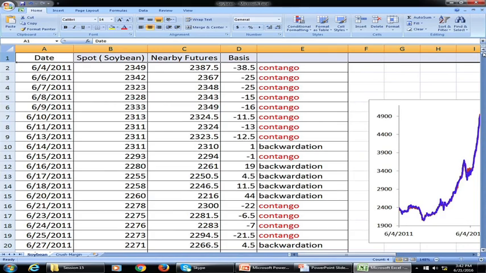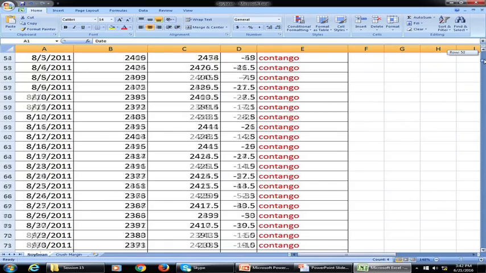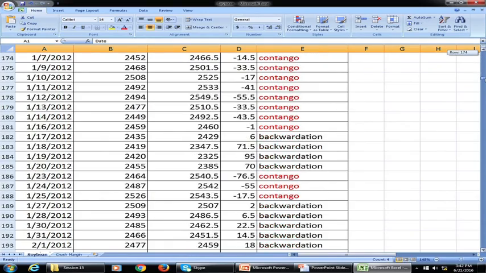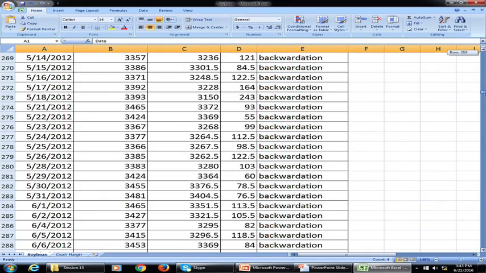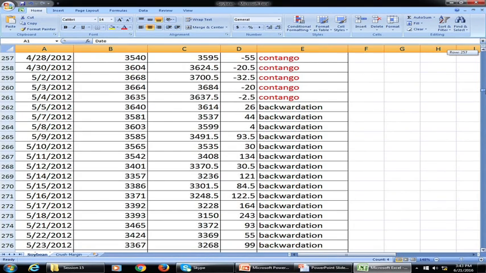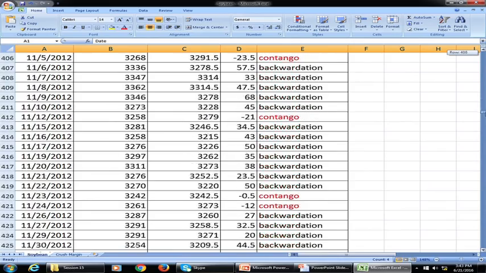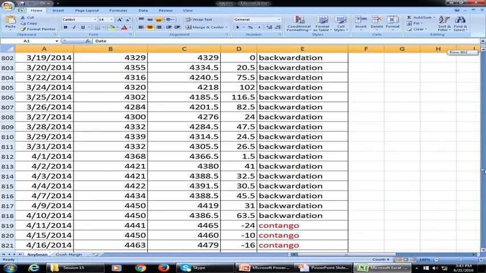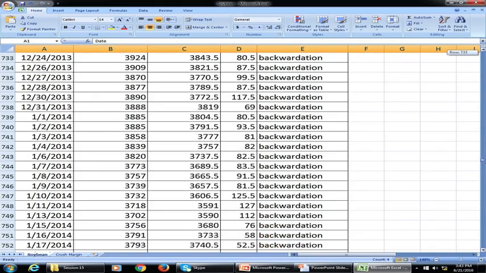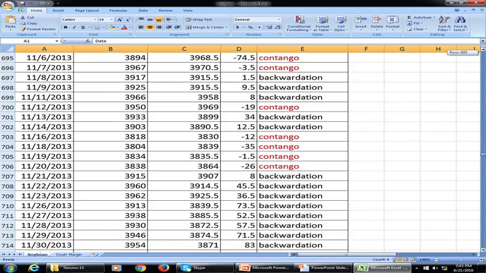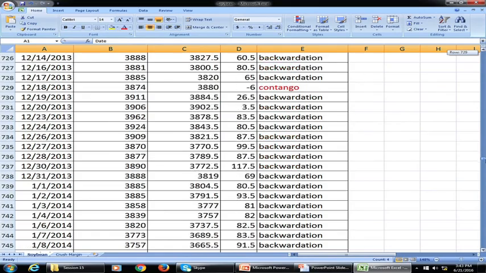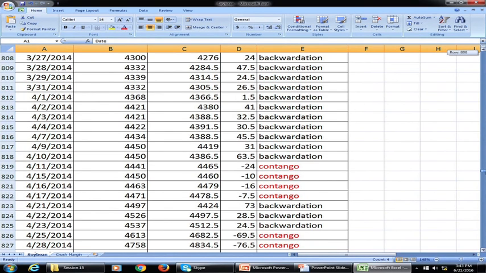I'll just scroll down. If you see, there is a continuous period of contango followed by a long period of backwardation. So this is a period, like May 5th 2012, it has gone up to backwardation up to 14th June 2012. And in fact, there is a prolonged period of backwardation starting from 21 November 2013, it has gone up to almost 11th April 2014.